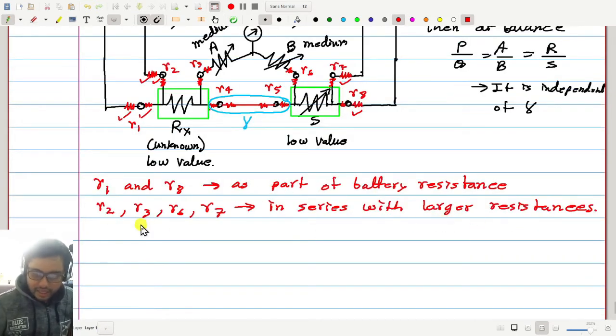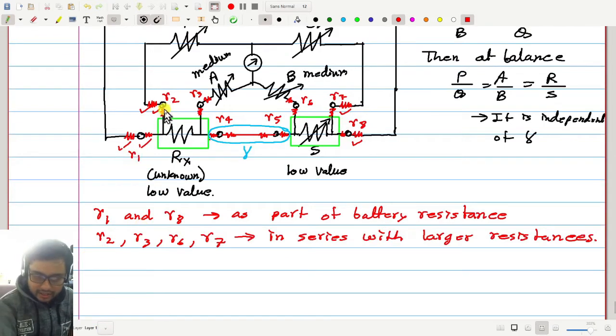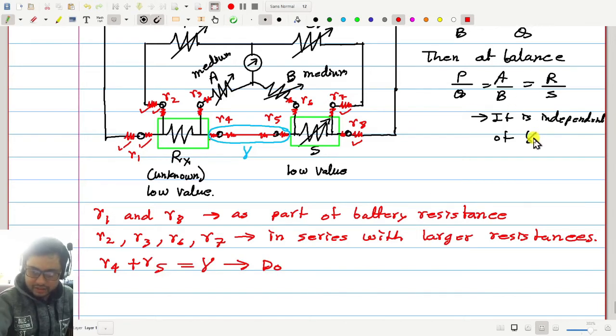Okay. Acha. And then so this is done. Only R4 and R5, R4 plus R5, they are together gamma, and that does not affect the balance equation. Okay, balance equation does not depend on this gamma when we derive this equation.